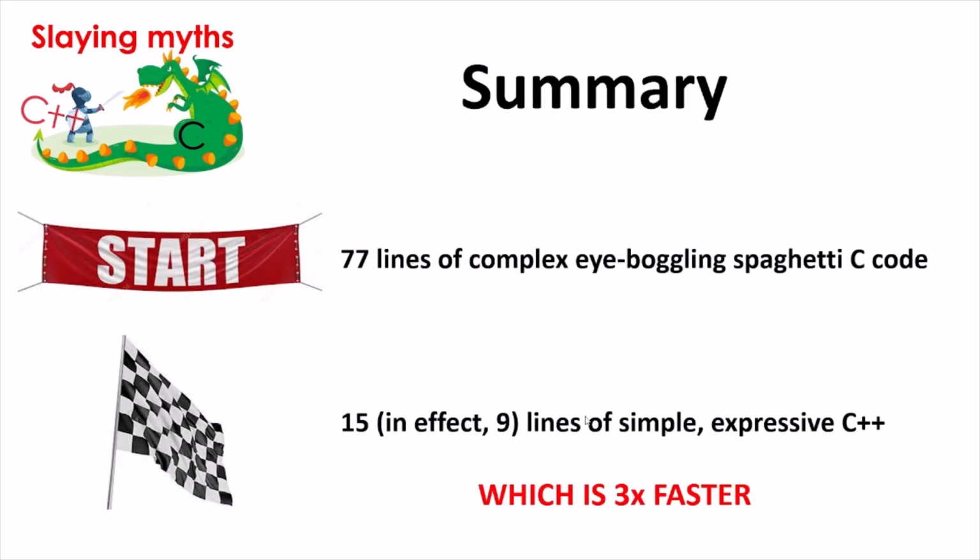So here's the summary then. Here are the facts instead of the hot air and nonsense that you hear on Facebook and in developer labs across the globe. We start with 77 lines of complex eye-boggling spaghetti, and we end up with 15, which is actually really only 9, lines of simple and expressive C++. When you look at the code, it tells you what it does. You have the spec in one hand, the code in the other. You go, oh yeah, right, that's kind of obvious and simple, isn't it? And the code is 3 times faster.